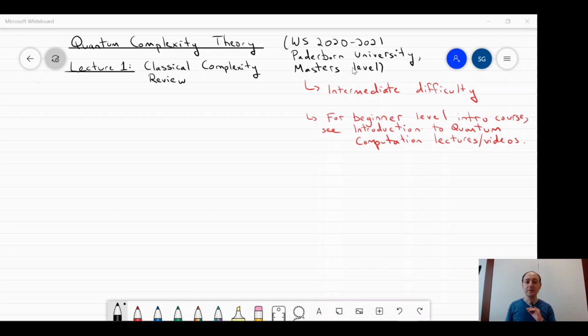Before I start, let me be clear that this is going to be a course of intermediate difficulty, meaning that I'll try to cover a balance of more introductory concepts and more advanced concepts. So you're going to get a taste of both. If you're really looking for a very introductory course, then I recommend you have a look at our Introduction to Quantum Computation course, which has its own lectures and videos. I'll show you how to get there later when I go over the logistics for the present course.